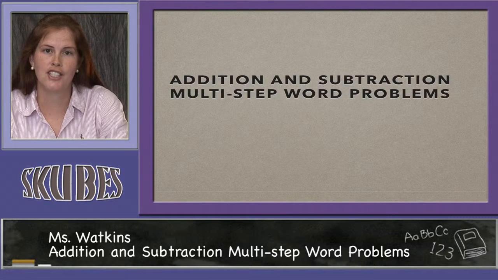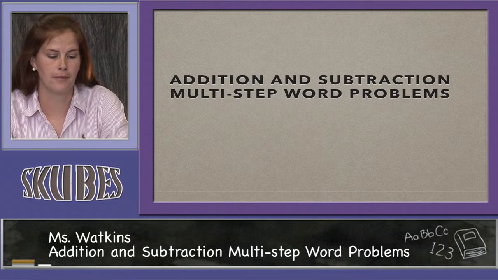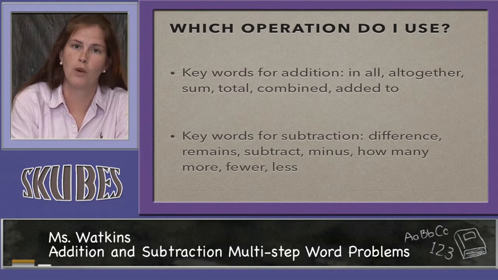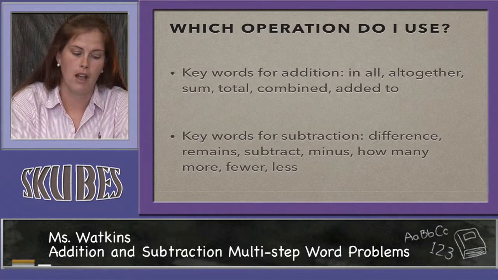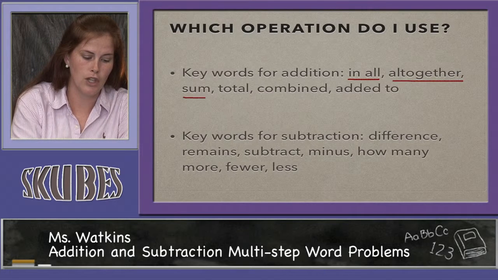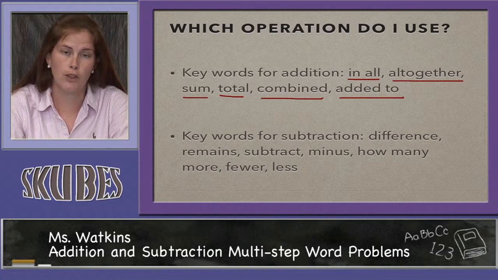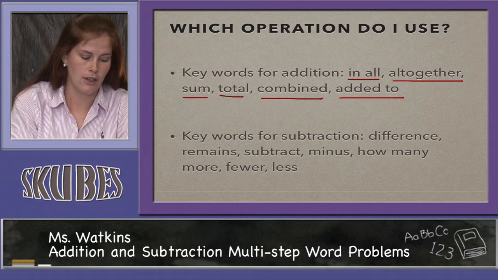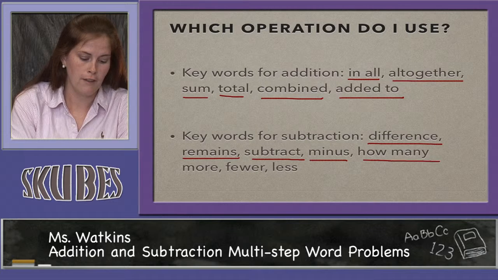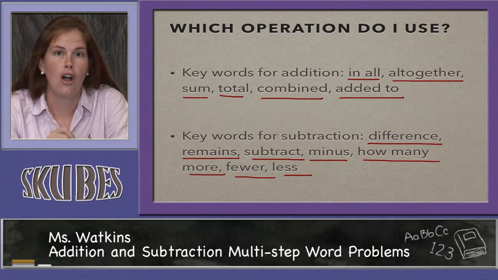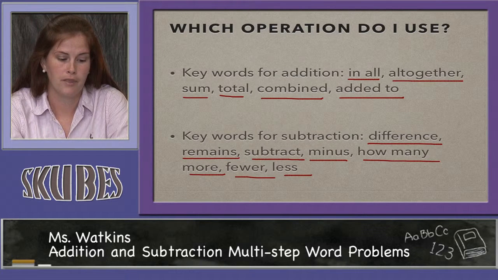Welcome to our lesson on addition and subtraction multi-step word problems. When deciding which operation you should use, there are a few key words you can look for. With addition, some words you might see are in all, altogether, sum, total, combined, or added to. With subtraction, a few key words you might see are difference, remains, subtract, minus, how many more, fewer, and less. It is important to know that these are not all of the words you might see for the operations.